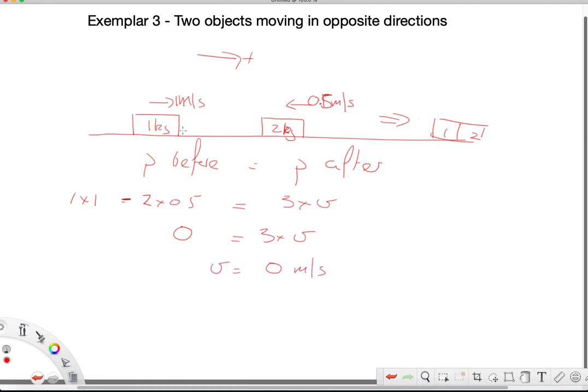These two colliding, if they stick together, will stop. The momentum of this one exactly cancels the momentum of that one, if you like. Or the total momentum before the collision is 0, because I've got 1 in this direction and 1 in that direction.